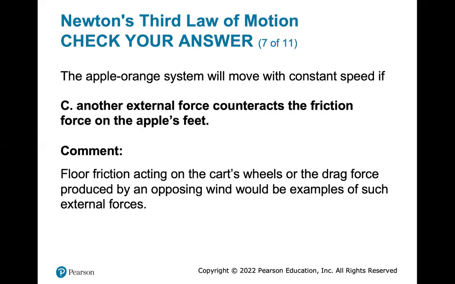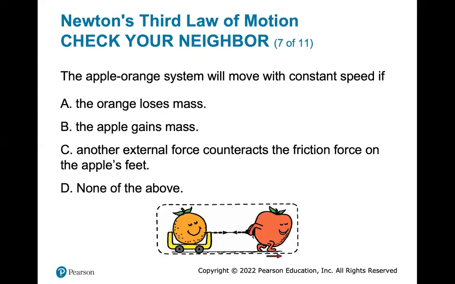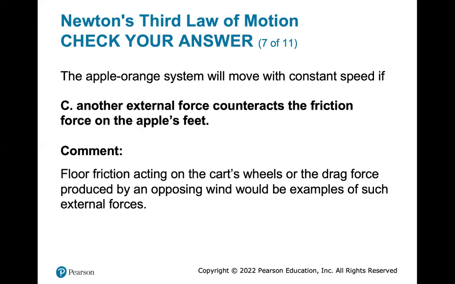If the orange loses mass, the apple gains mass, another external force counteracts the friction force on the apple's feet. None of the above. And I already gave it away. It's C. Floor friction acting on the cart's wheels or the drag force produced by an opposing wind would be examples of such external forces.